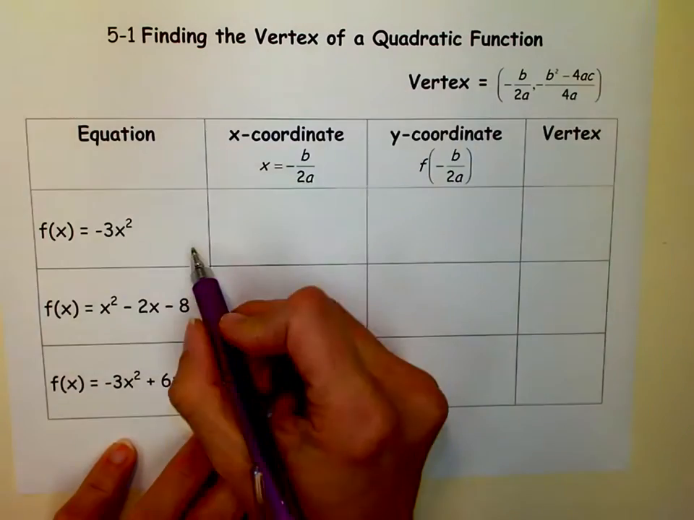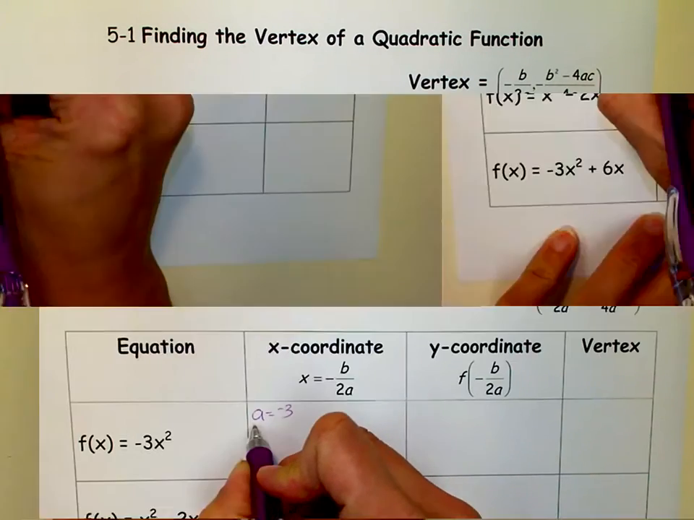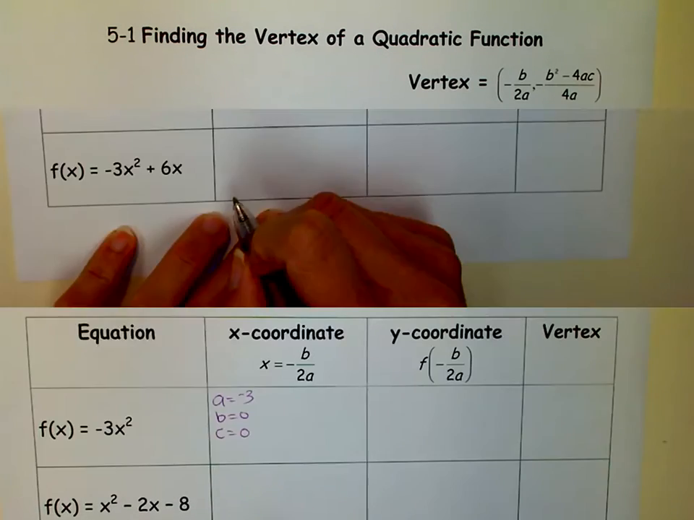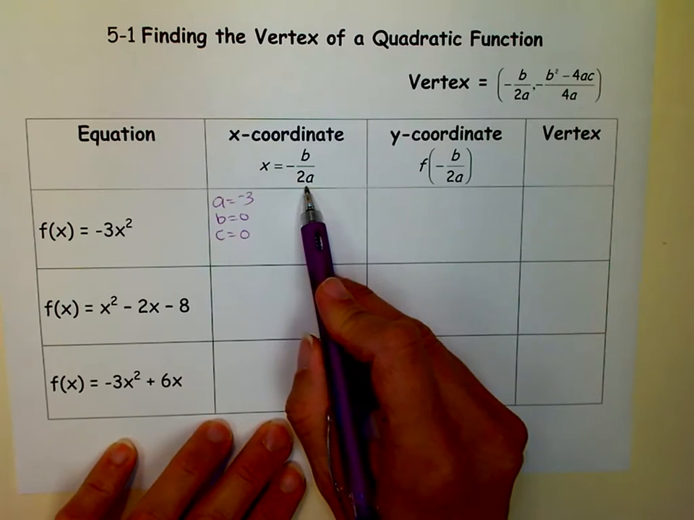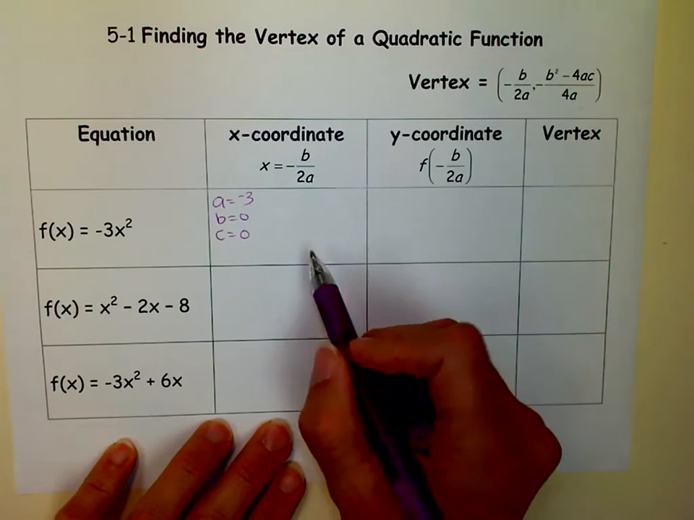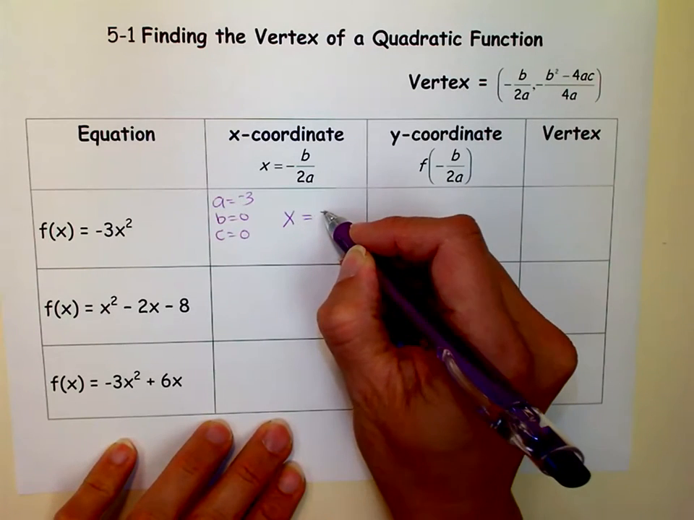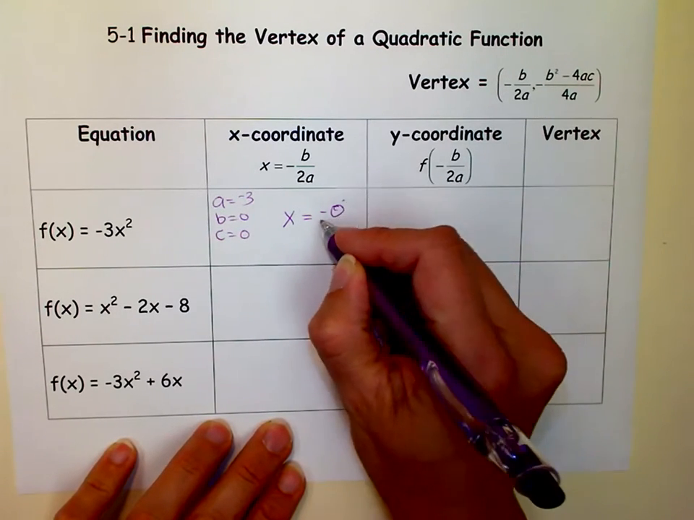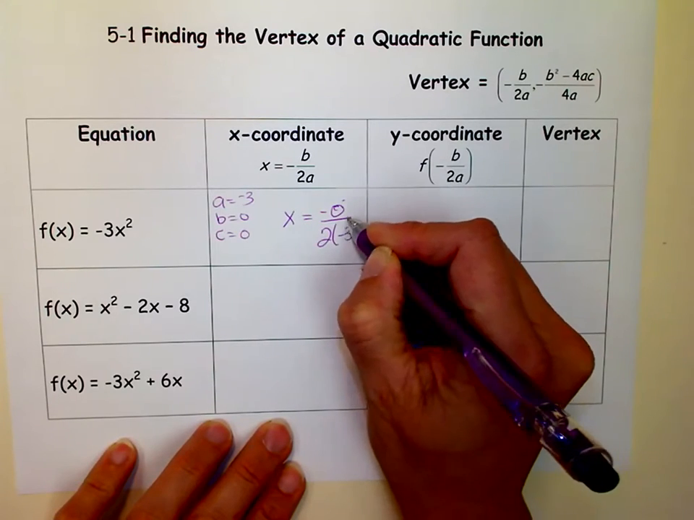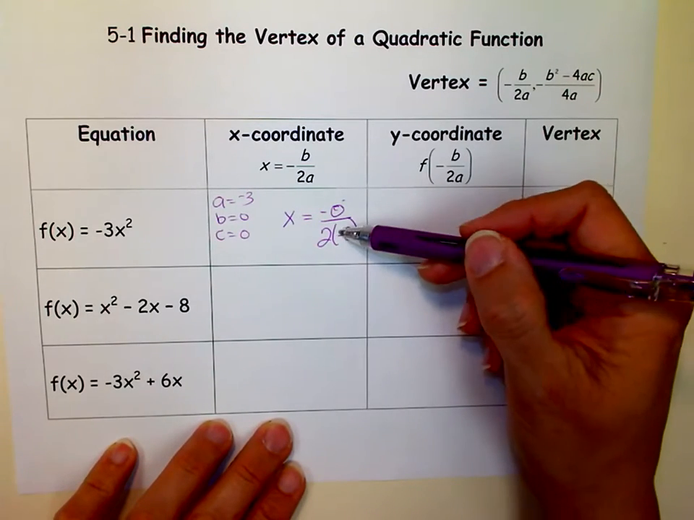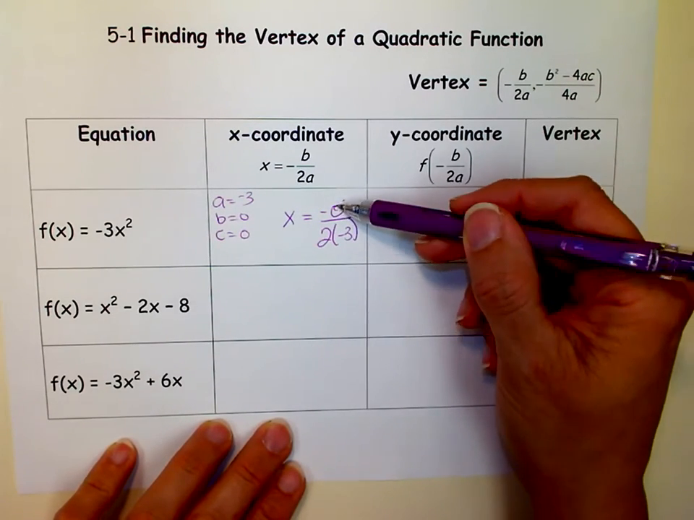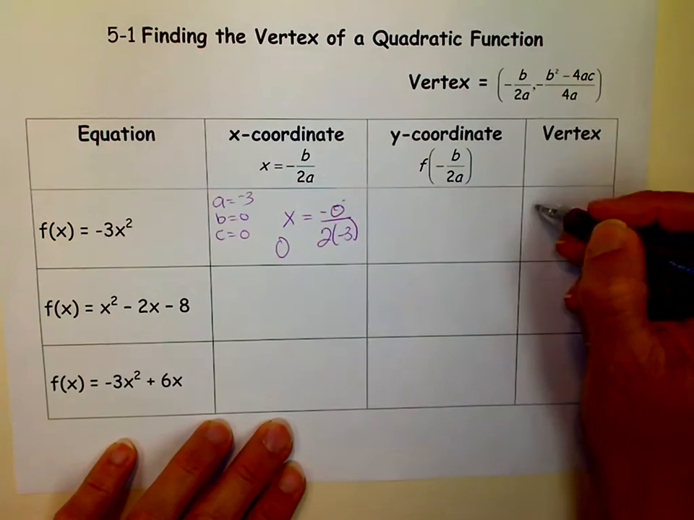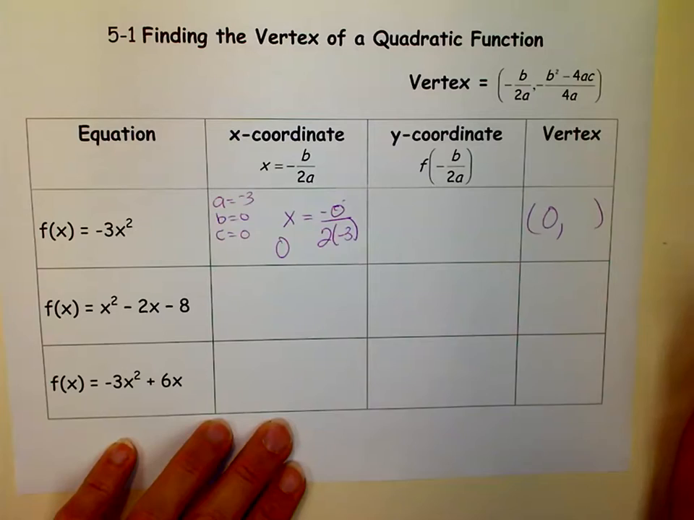So for the first one, a is negative 3, there's no b, so it's 0, and there's no c, so c is 0. So when I'm doing the x-coordinate for my vertex, I get x equals the opposite of b over 2 times a. It doesn't matter what the bottom is really, because I have a 0 on the top, and 0 divided by anything, in this case negative 6, is 0. So my x-coordinate is 0, so I have half my vertex.